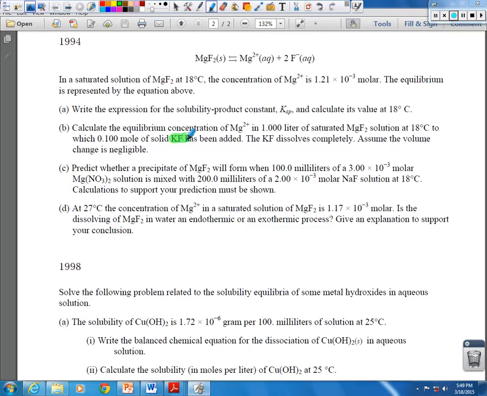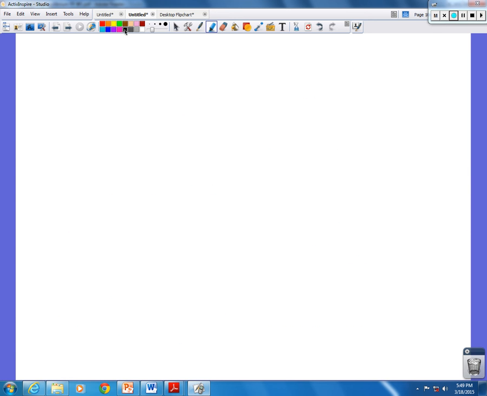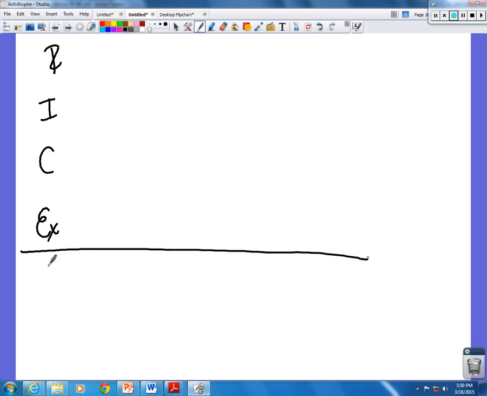What was that thing we talked about earlier? Very good. We've now got a common ion in solution. With me? So we've got to take care of that. So I'm going to write this. So we've got R, I, alright, I forgot the C, E. Now, it said we want the concentration of the magnesium ion at equilibrium, right?